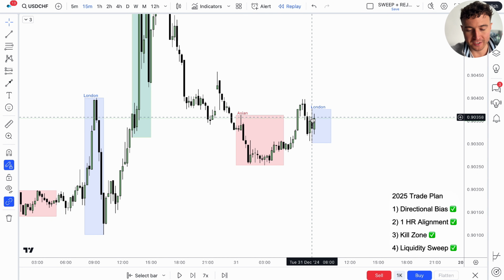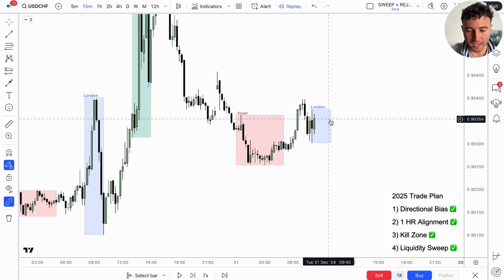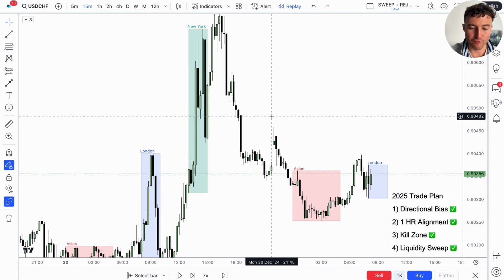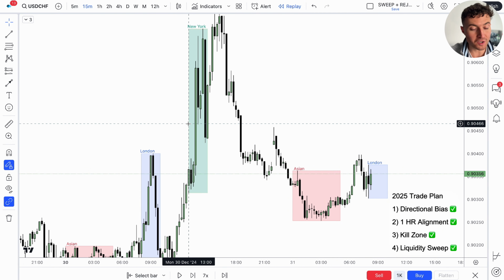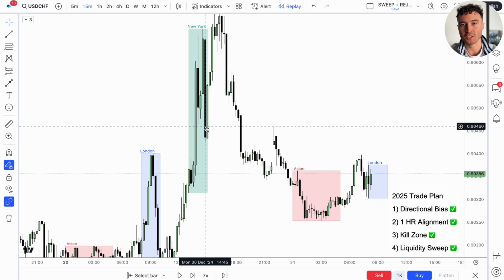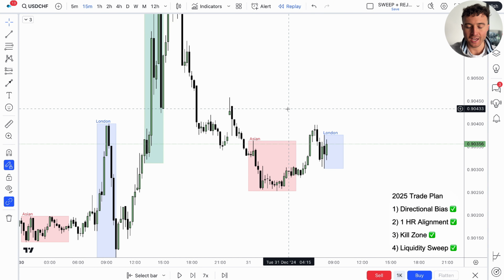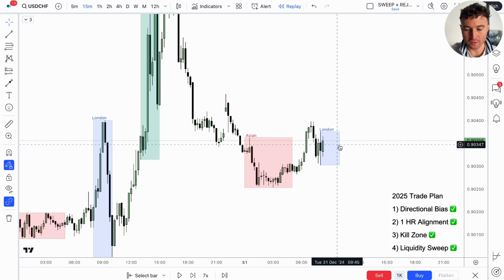And we have the London session, which is between 8 a.m. and 10 a.m. That is also GMT, of course. And then finally, we have the New York session, which is between 1 p.m. and 3 p.m. GMT. So step number 3 is ensuring that we are executing our trades within a kill zone. And I personally only execute between the London session and within the New York session.